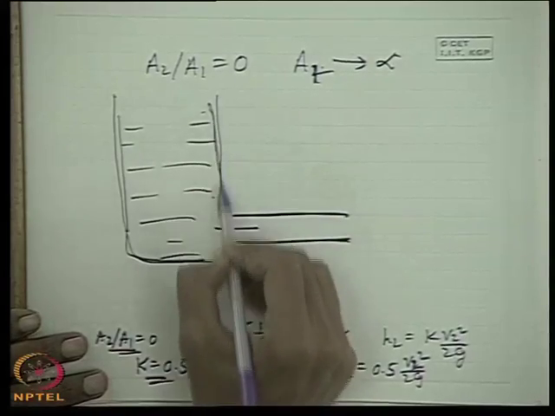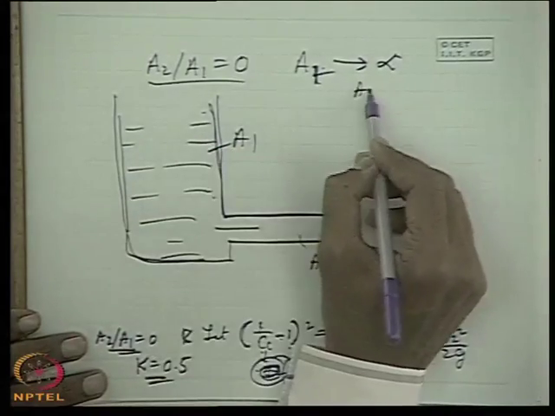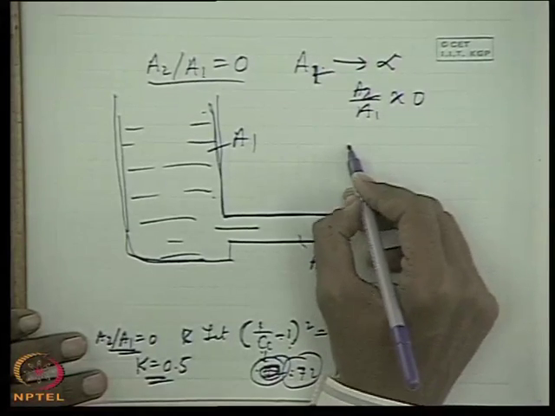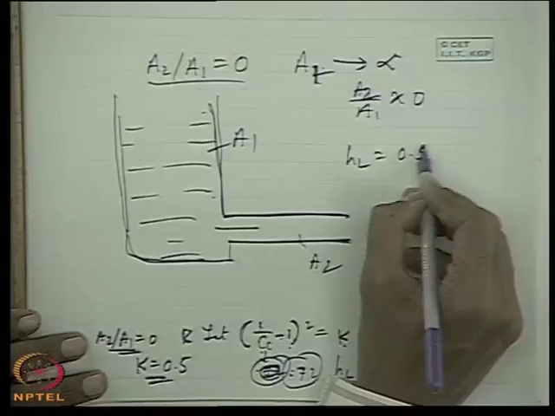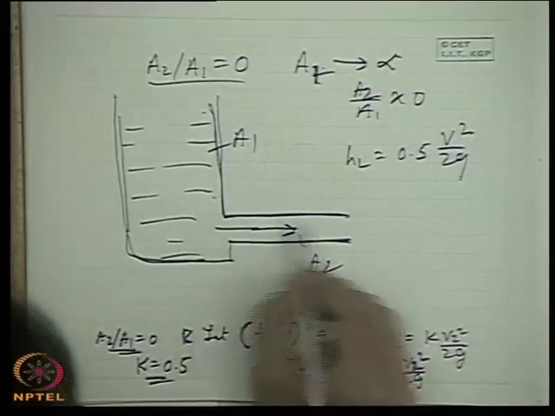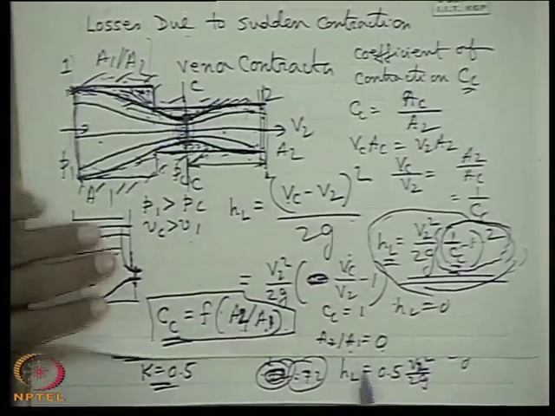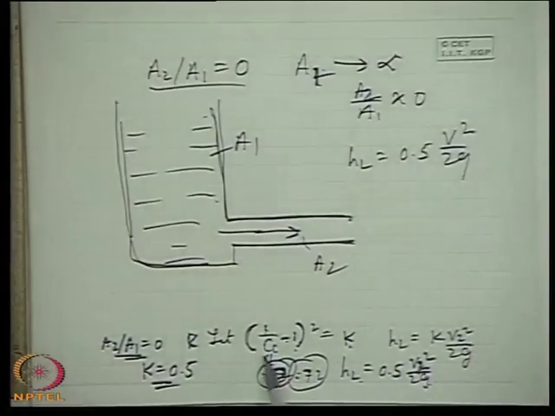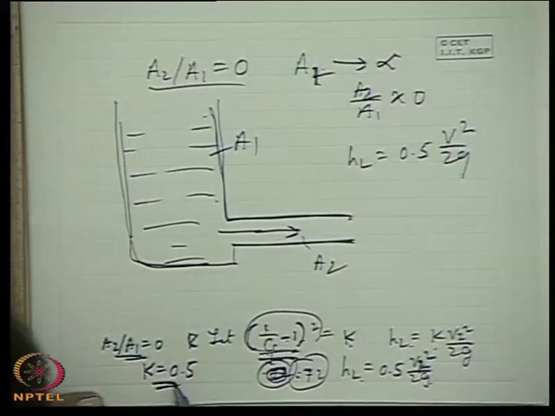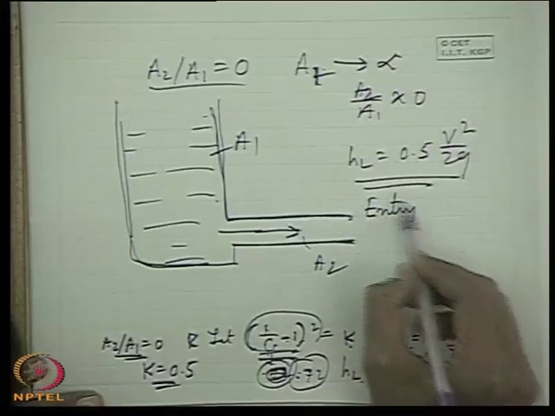So, this big reservoir is A1 and this pipe is A2, where A2 by A1 is almost 0. In that case, HL is 0.5 V square by 2g, if V is the velocity in the pipe of uniform cross-sectional area. So, this is a special case for contraction, that is 0.5 V square by 2g, because this factor is K, that means K becomes 0.5. So, this loss is known as entry loss.